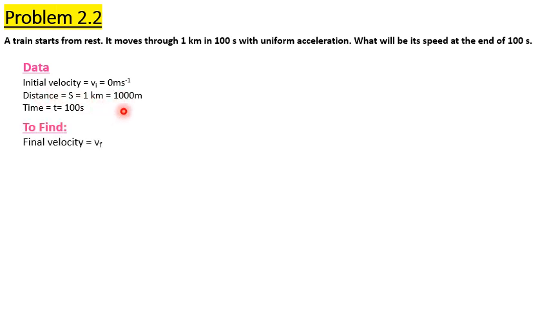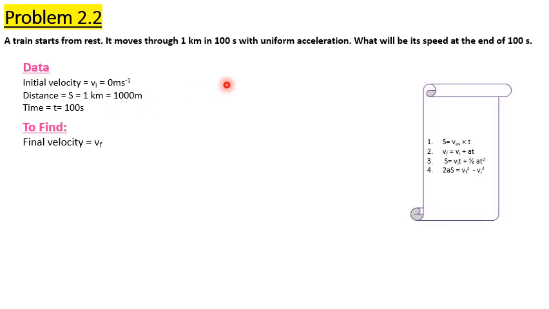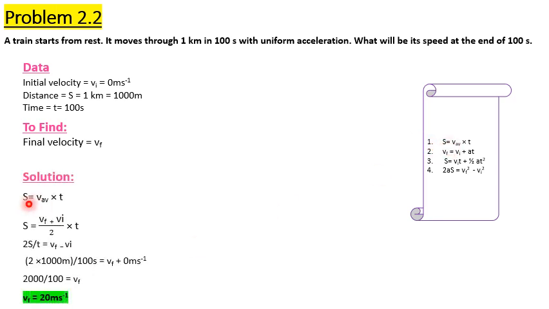Now we have to find out the final velocity. This is the formula list. According to the given data, we will use the first formula. s is equal to average velocity multiplied by the time. We will put the average velocity formula, Vf plus Vi divided by 2, multiplied by the time. By putting the values in it, 2 multiplied by 1000 divided by 100 is equal to Vf plus 0 meters per second. So we will get final velocity 20 meters per second.